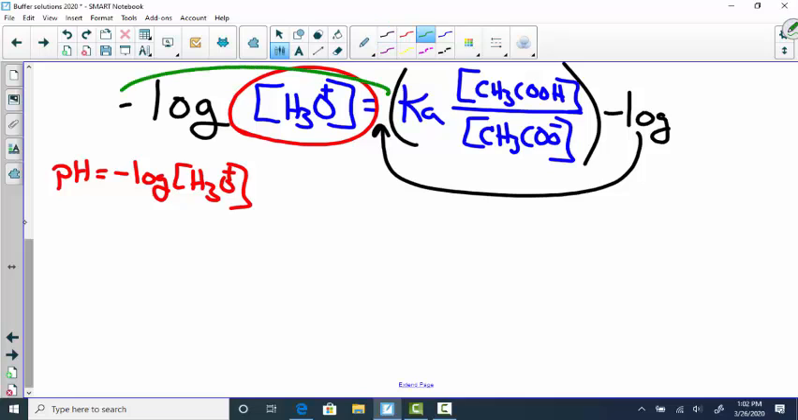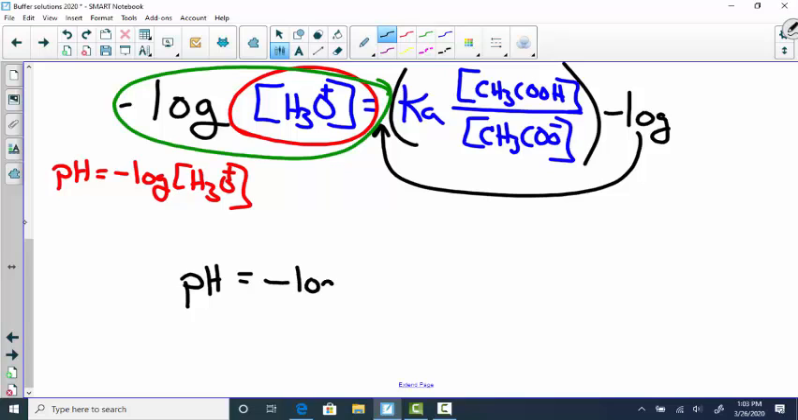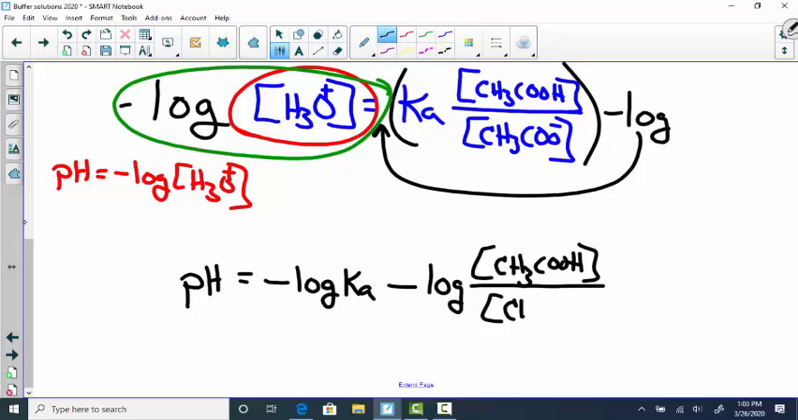If you do that, this side of the equation, minus the log of the H3O plus concentration, is pH. Now, you're going to have to believe me on the math here. If I have minus the log of this, I would have minus the log of the Ka minus the log of the CH3COOH concentration all over CH3COO minus.